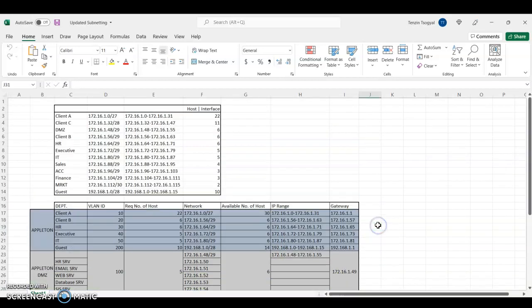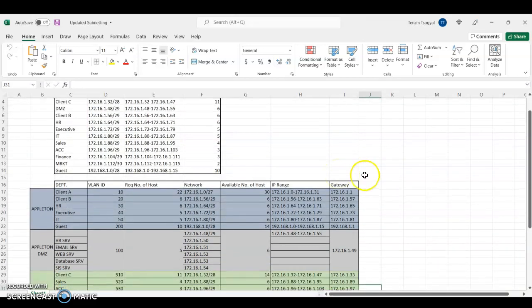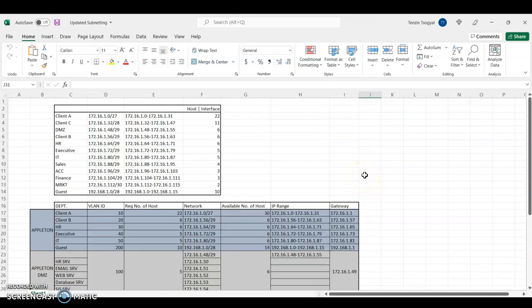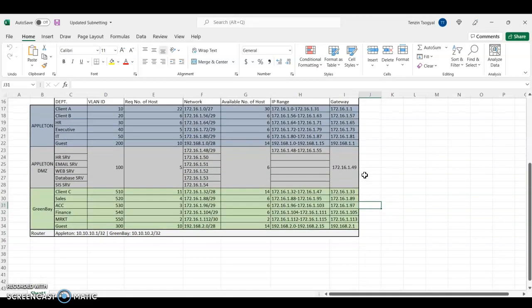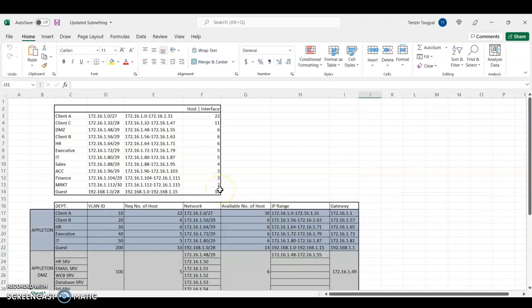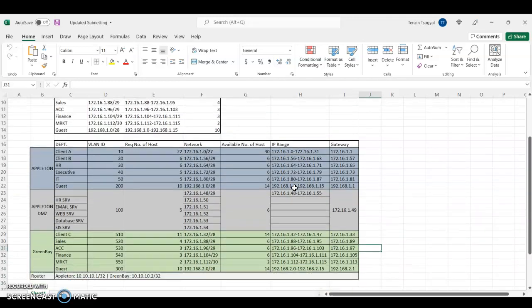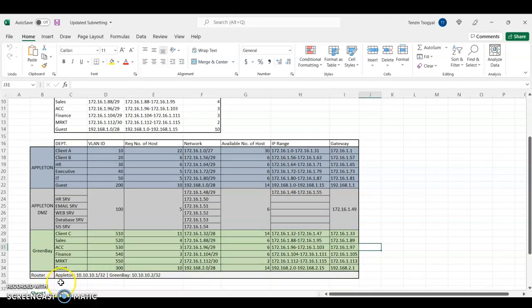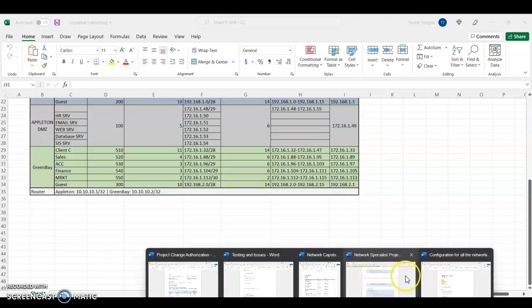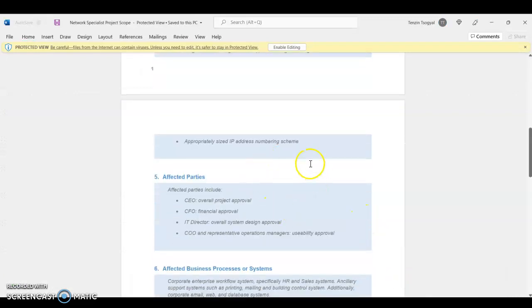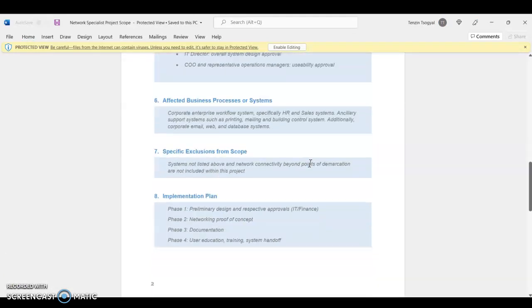This is my subnetting for my network diagram. I have my Green Bay down here, and DMZ and Appleton up here. And I use 10.10.1 for the router on the Appleton side, and for the Green Bay I use 10.10.10.2. And this is my project scope.